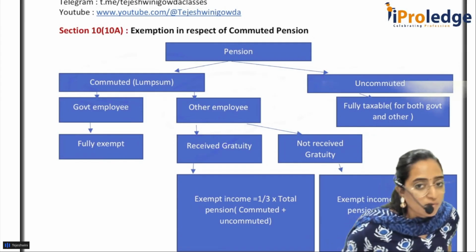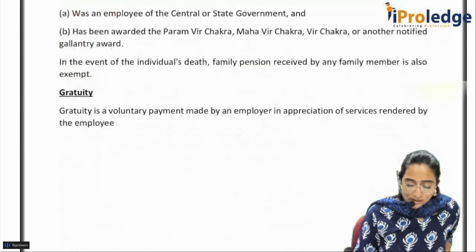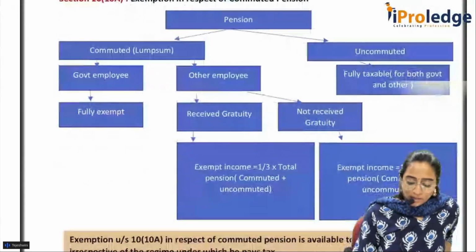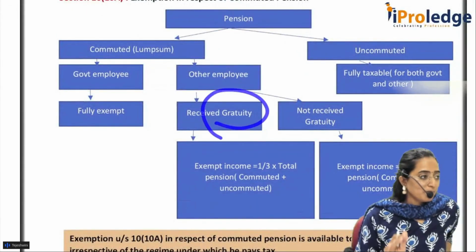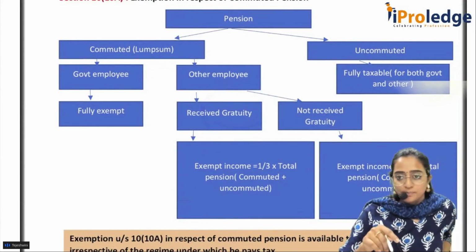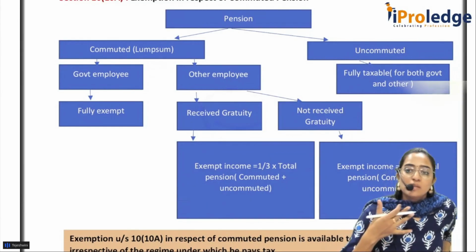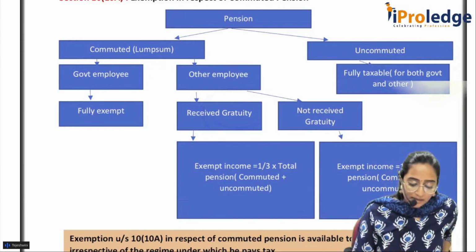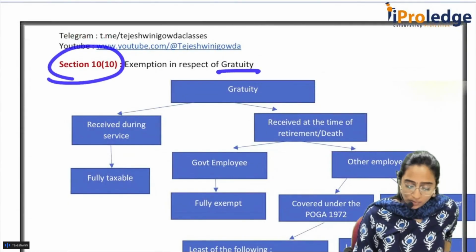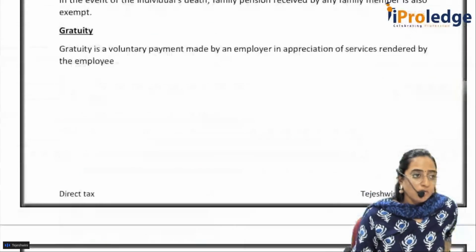Now comes the point of received gratuity, not received gratuity. Remember, gratuity is the next part of discussion. As of now, gratuity is something which you are receiving as a retirement benefit. Like pension, you will receive gratuity. It is one of the retirement benefits. So when you are receiving the gratuity, there is exemption provided for gratuity also. So much of exemption would be provided for gratuity.